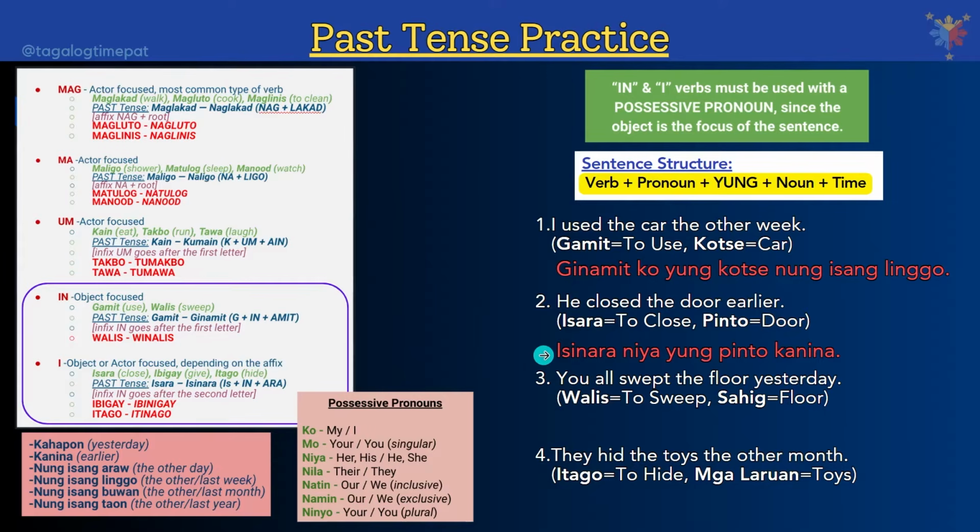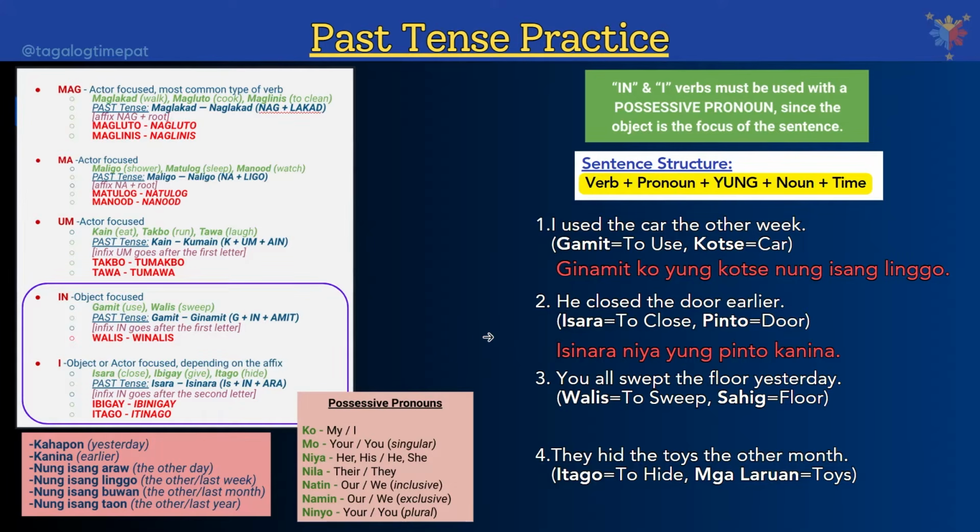So again, remember for e-verbs, the "in" just goes after the second letter. Then it's the pronoun niya, which is he or she in the possessive pronouns. Then it's the word yung, which means the. Then it's the noun pinto, which means door. Earlier is kanina. So we are just plugging all of the words into the sentence structure and then using the conjugation patterns that we learned.